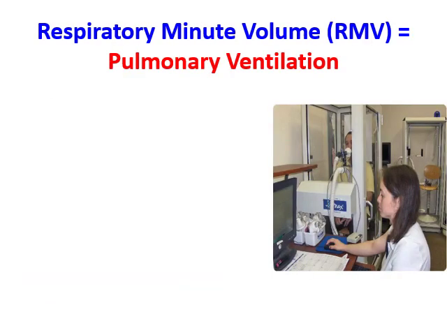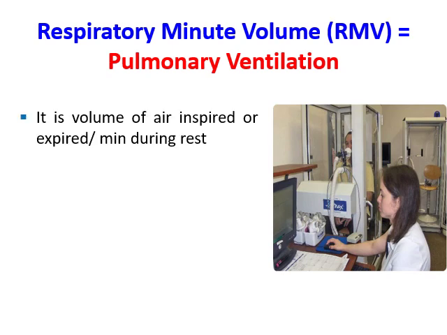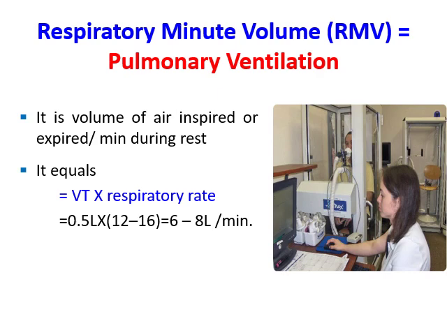So the first dynamic lung volume is the respiratory minute volume, which represents the pulmonary ventilation. It's the volume of air inspired or expired per minute during rest. So its equation will be the tidal volume times the respiratory rate. So it will equal 0.5 liter times the range of the respiratory rate between 12 to 16. So the respiratory minute volume will range between 6 to 8 liters per minute.